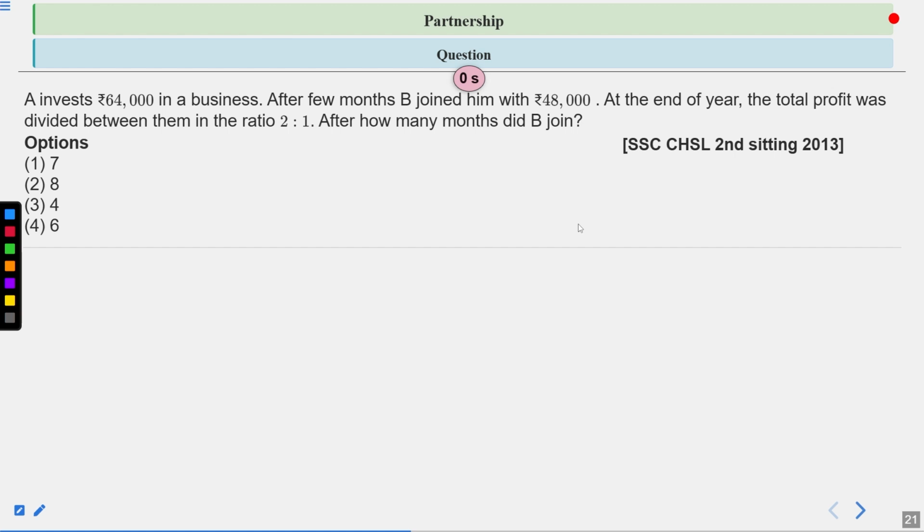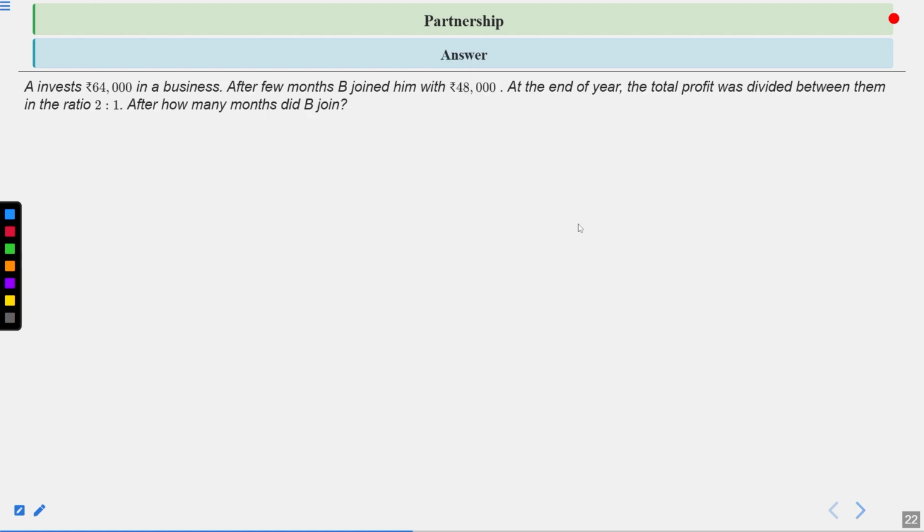Now time's up. Let's see the solution of this question. The question says that A invests 64,000 rupees in a business. After a few months, B joined him with 48,000 rupees. At the end of the year, the total profit share is given in the ratio of 2:1. So how many months after did B join? We can calculate it. The correct answer of this question is the third one, which is 4 months.